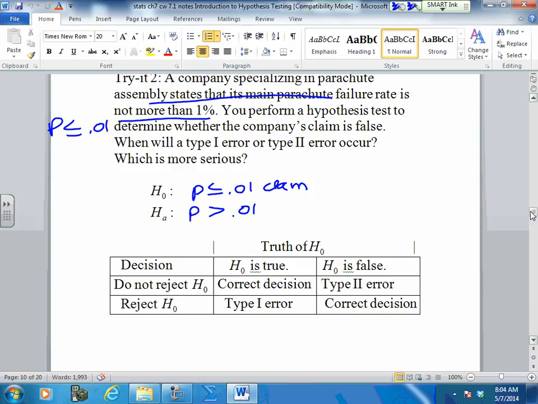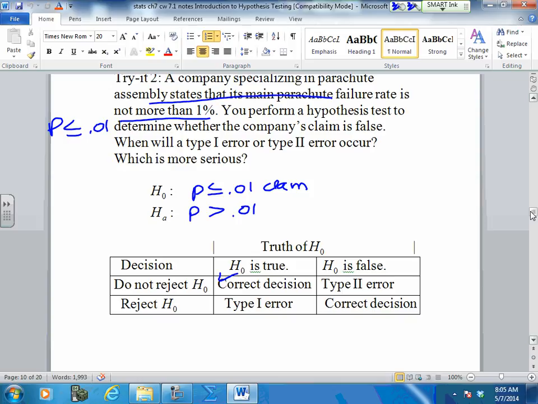In fact, this was a true statement. His parachutes really are no more than 1% defective. This is a true statement. We come through with our test, and we did not reject it. We said, yeah, I agree with it. Correct. It was true, and our data showed, yeah, that was good. So now everything's hunky-dory. Our test, on the other hand, said, oops, I don't agree with that. Reject it. I find that his parachutes are more than 1%.